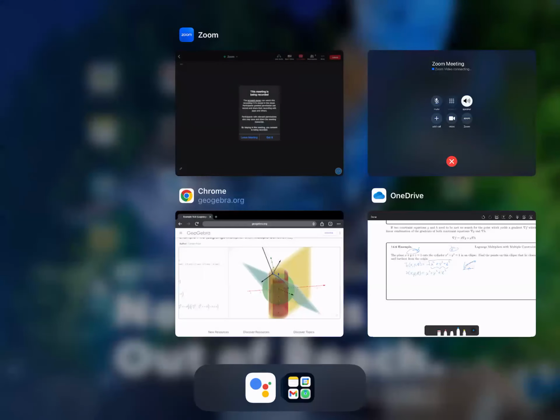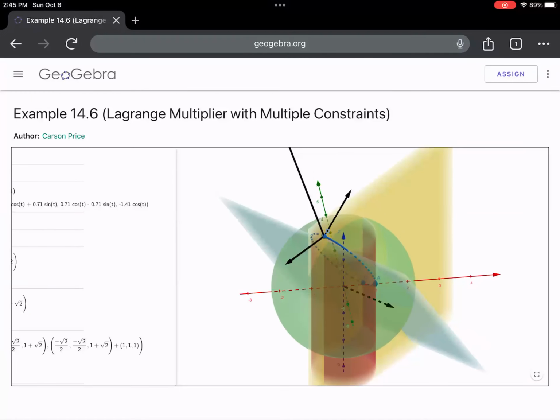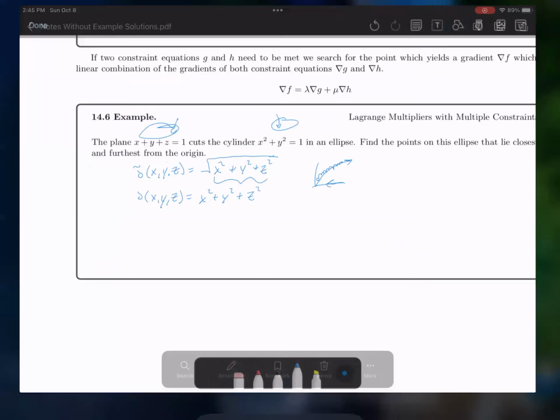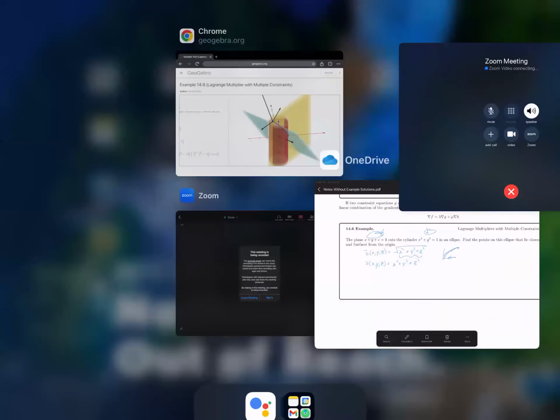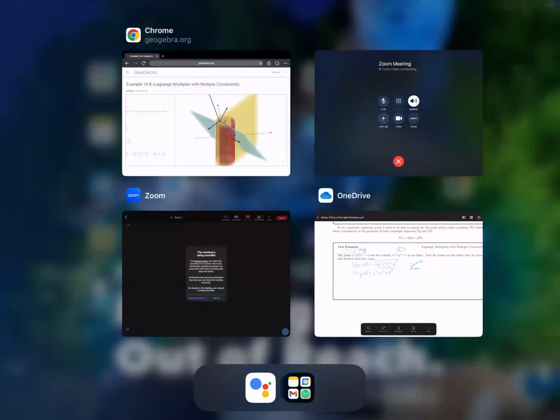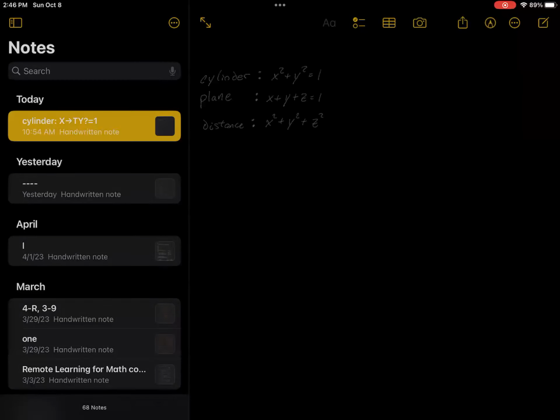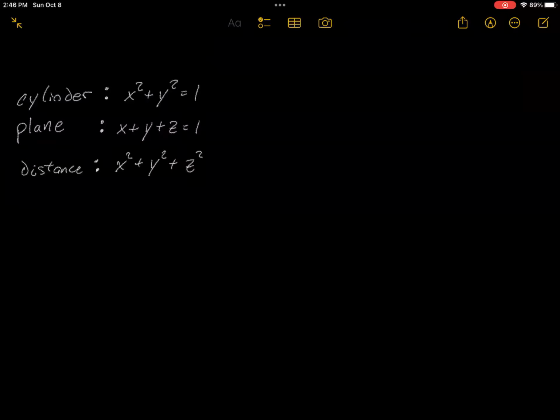Let's get a picture of what we're going to do. I think this is pretty neat. This describes the geometry of this problem, and we're going to talk about it here in a little bit. But first we have to figure out the math, right? Because the math is going to tell us where we need to draw our vectors. So let's translate everything over to a fresh sheet of paper. All right, that's our cylinder, that's our plane, and this is our distance function that we're trying to minimize.